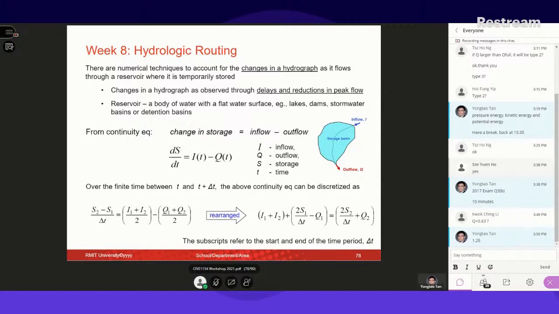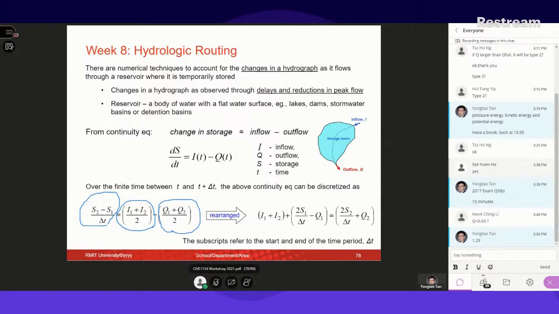So this is the change of the storage during the time delta t, from t1 to t2. The storage change is equal to the inflow minus the outflow between the times t1 and t2. For the inflow between t1 and t2, we use the average, and also for the outflow between t1 and t2, we also use the average. This is also easy to understand, right? Then we arrange this.